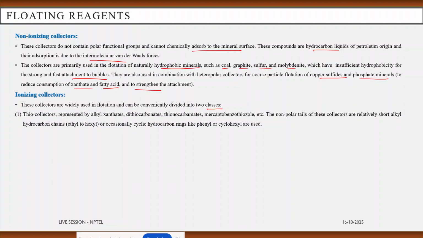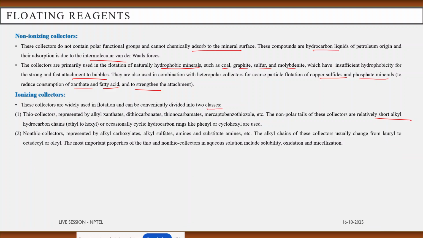First one is the thio collectors, which are represented by alkyl xanthates, dithiocarbamates, thionocarbamates, and mercaptobenzothiazole. These are some thiocollectors. The non-polar tails of these collectors are relatively short alkyl hydrocarbon chains or occasionally cyclic hydrocarbon rings like phenyl or cyclohexyl. Non-thio collectors represent alkyl carboxylates, alkyl sulfates, amines, and substituted amines.